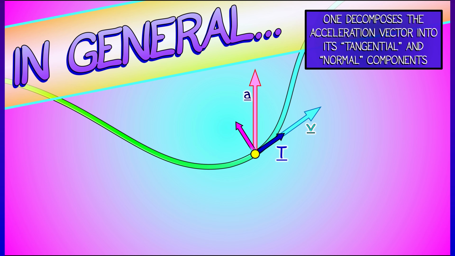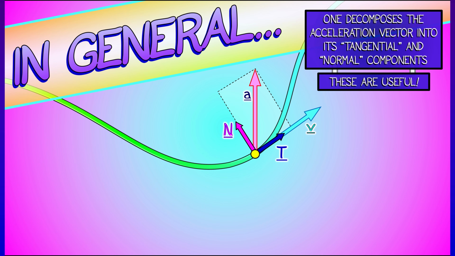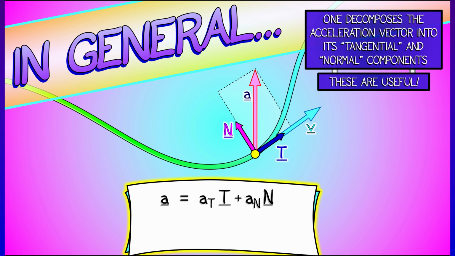It's not always the case that the acceleration is orthogonal to the velocity or tangent to the velocity. Most times, it's a mix between the two. So how do we get that decomposition? Why do we want that? Oh, this is very useful in many physics contexts.